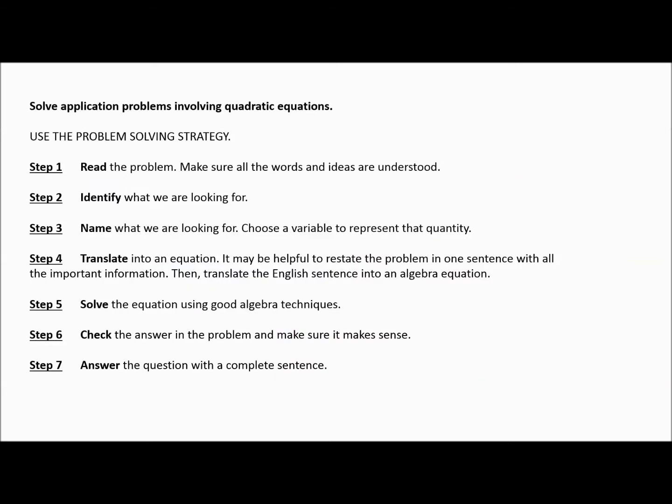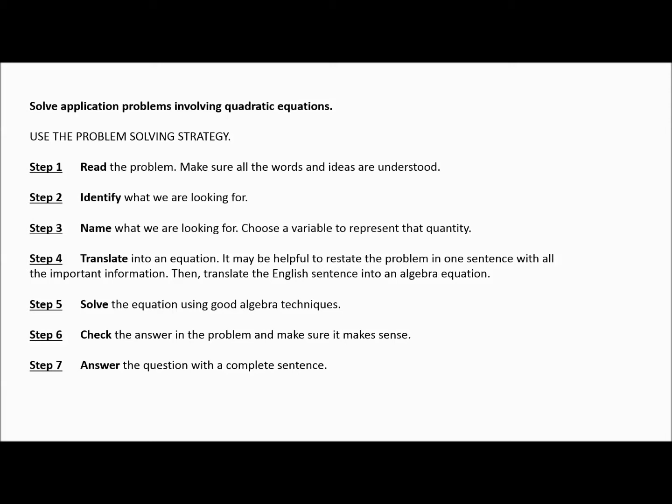Hello. What I would like to do in these videos is solve application problems involving quadratic equations. And we have a problem-solving strategy. Step 1, we should read the problem thoroughly. Make sure all words and ideas are understood. Sometimes you have to read the problem several times to make sure you understand what's going on.